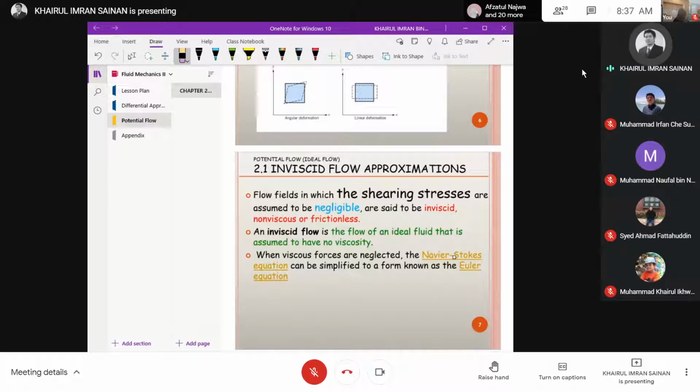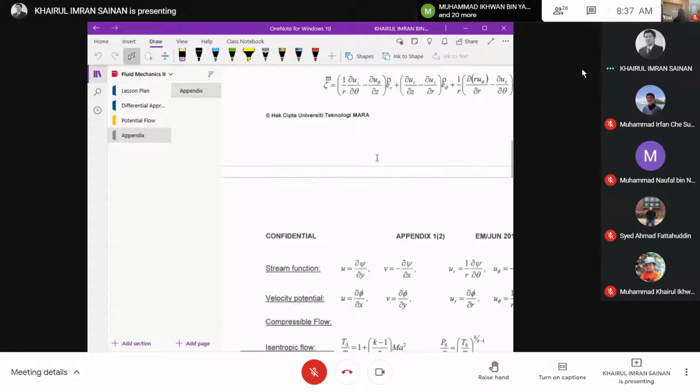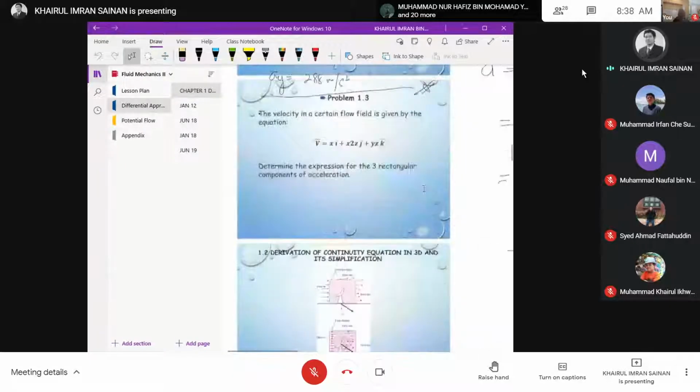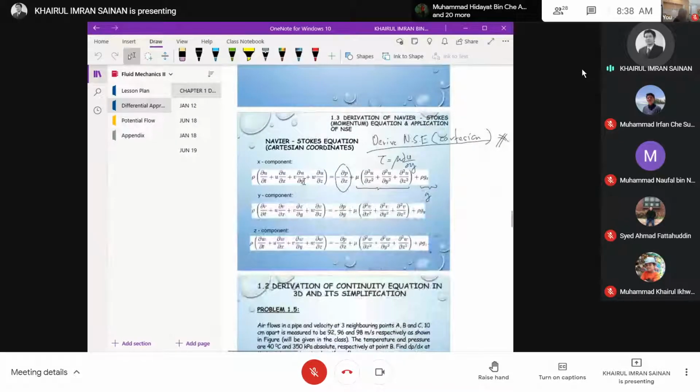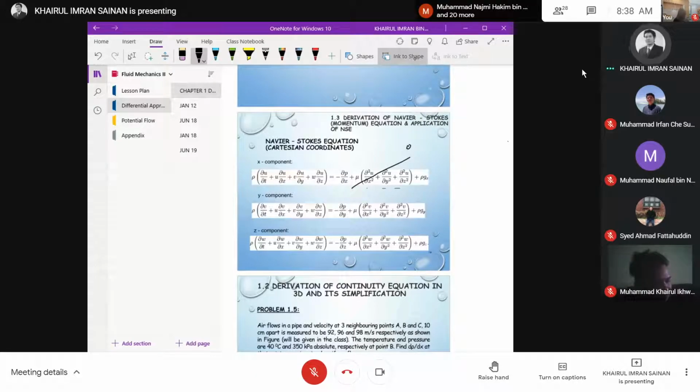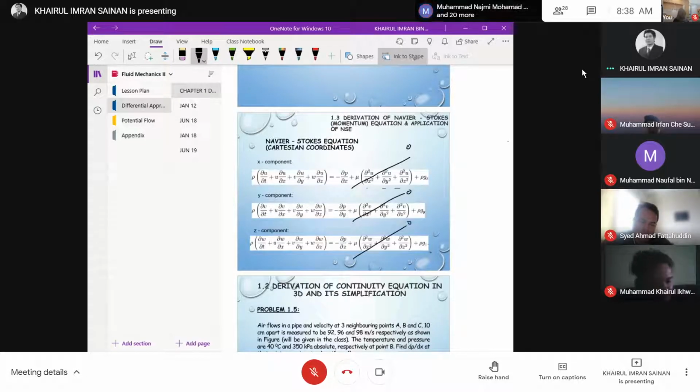Statement number 3. Remember the Navier-Stokes equation? So I open it up for you. This is the Navier-Stokes equation. If the flow is non-viscous, which term do we cancel out? So for the x component, this one is cancelled out, right? Since we assume there is no viscosity, everything with viscosity is cancelled out.